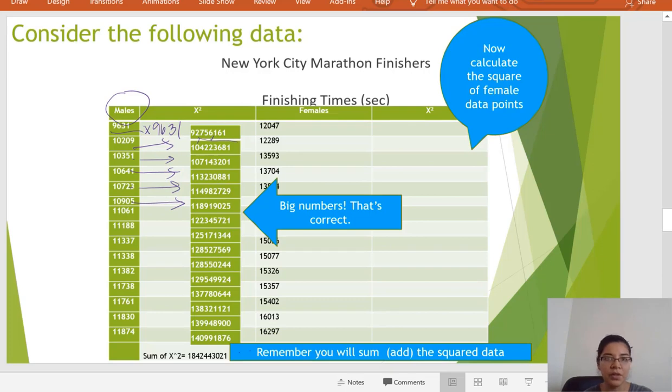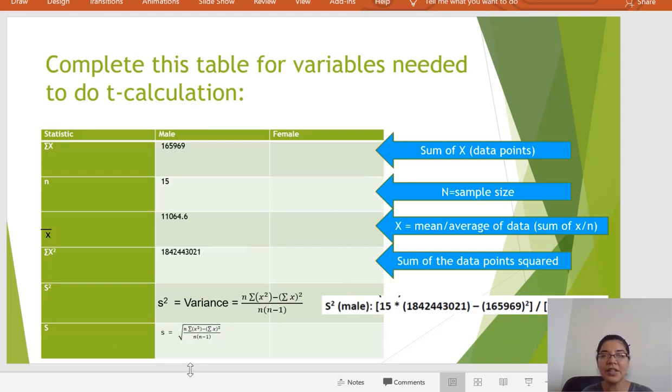Anything we do to the data for males, we're going to do for the data of females, but I'm only going to walk you through the data for males. Once we square each point, we're going to add all of these, and that's this number here. Then we have a second table in your submission form where you're inserting these numbers. The sum of x is just the sum of each data point for males. That's this number here, 165,969. N is your sample size, so that's 15.